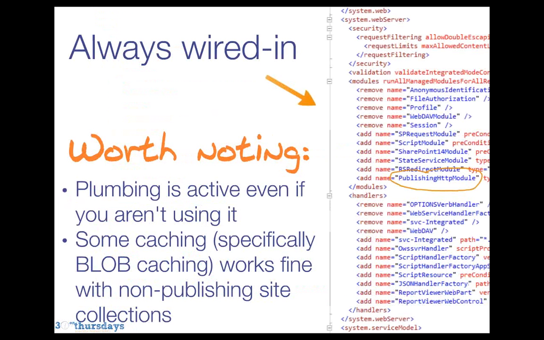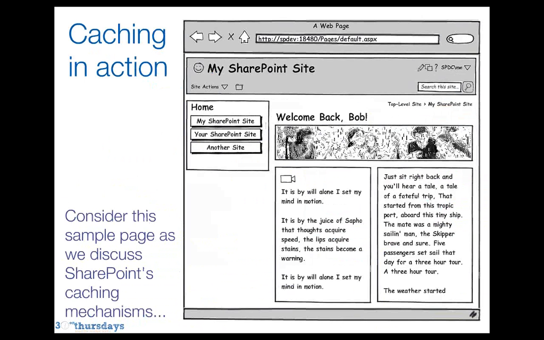Now, this is always wired in. If you go out to any web.config for a web application, one of the zones in your environment, you'll notice that this is wired in whether you're using caching or not. So the plumbing is active, and the fact that it's always wired in means that certain types of caching, specifically blob caching, does work fine with non-publishing site collections. You don't need to activate the SharePoint Server Publishing Infrastructure to use blob caching. You still need SharePoint Server 2010 or MOSS 2007, but without turning on the publishing infrastructure, you can use blob caching and not have to worry that it's not hooked up.